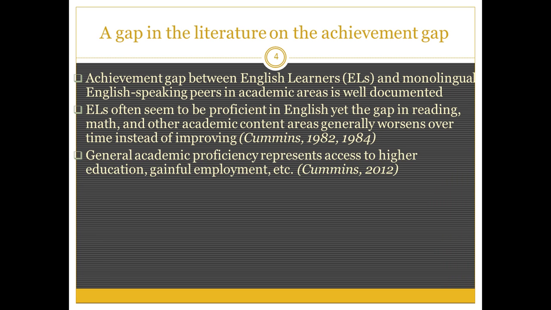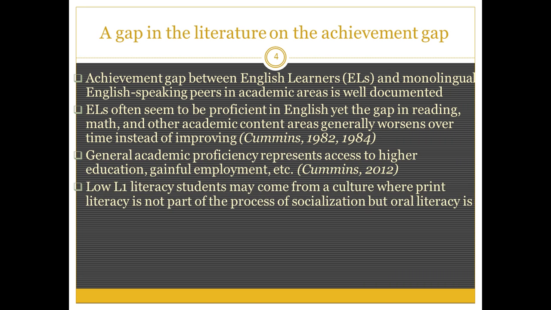And this is an issue because academic proficiency represents access to higher education, to gainful employment, and to all sorts of opportunities in a literate society that values academics. But what we need to think about is that students who have low literacy in their L1, in their first language, may come from a culture where print literacy is not part of their socialization process. It may be that they come from a culture where oral literacy is more valued. So we need to think about how we can teach these students academic proficiency when our definition of it might be a little bit different than theirs.